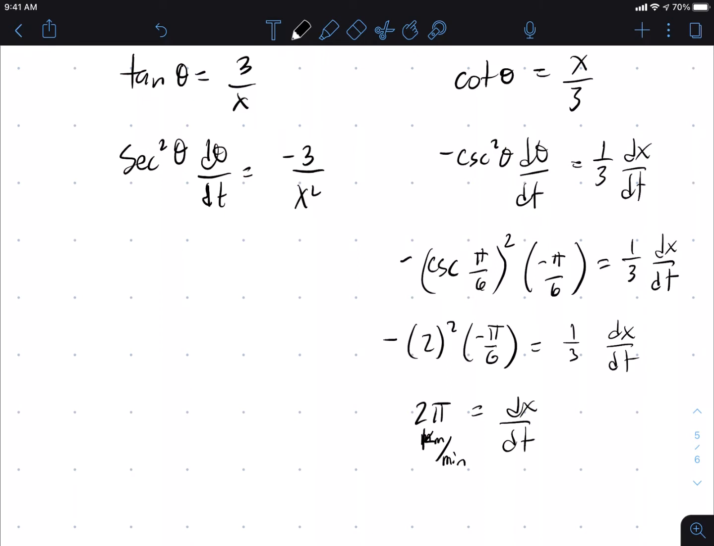And what the heck is that? Is that fast? 2 pi, what the heck is pi on this calculator? Well, I'll just estimate. Pretty fast.